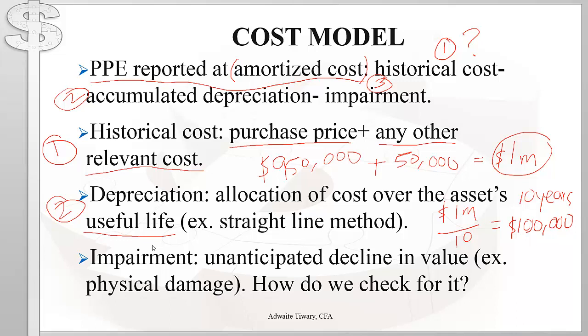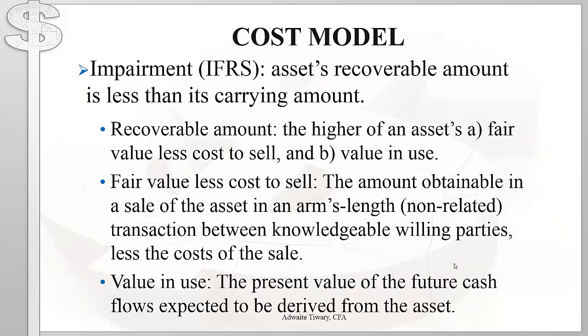And finally, impairment. Impairment is simply any unanticipated decline in value. It's different from amortization. For example, let's say this asset that we bought for $1 million had some physical damage due to an accident. That will be an example of impairment. Now the question is, how do we check whether the asset is impaired or not? The curriculum focuses on the IFRS method for computing impairment.